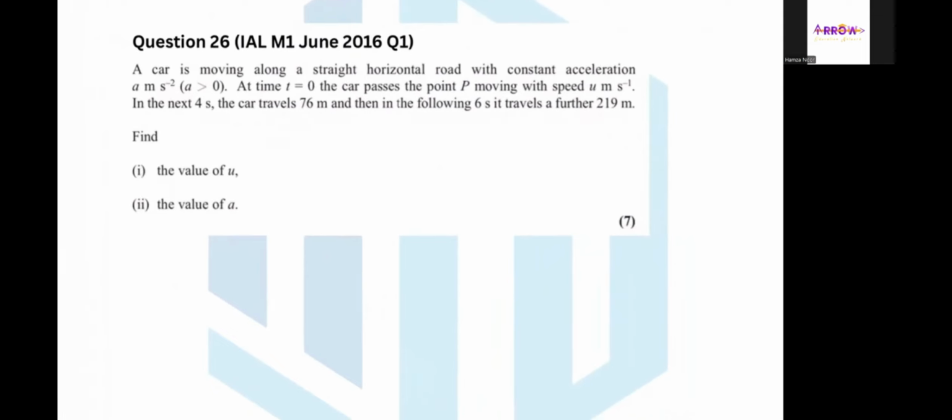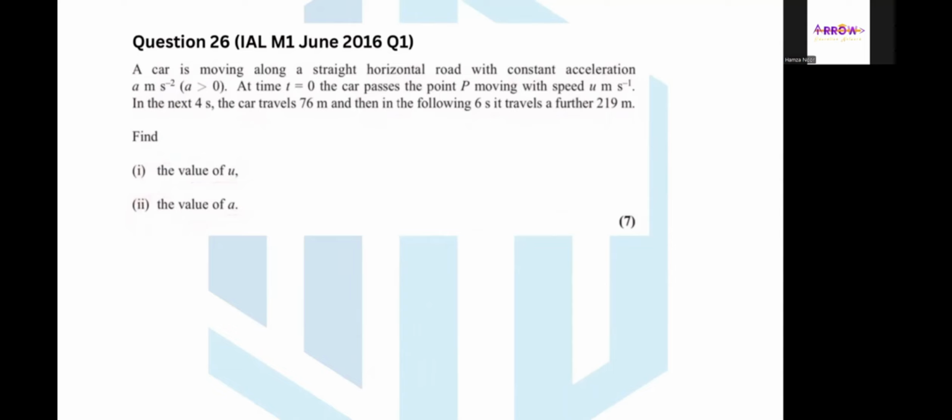The question says that a car is moving along a straight horizontal road with constant acceleration a meters per second squared, where a is greater than 0. At time t equals 0, the car passes the point P, moving with a speed u meters per second. In the next 4 seconds, the car travels 76 meters, and then in the following 6 seconds, it travels a further 219 meters. Find the value of u in part 1 and the value of a.